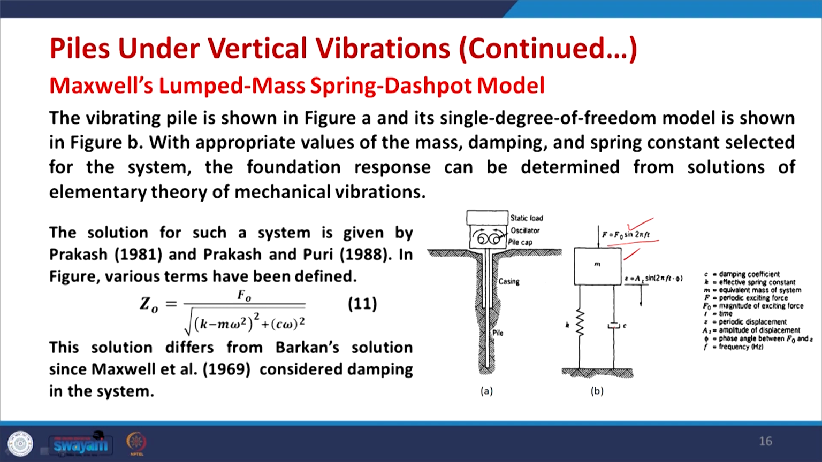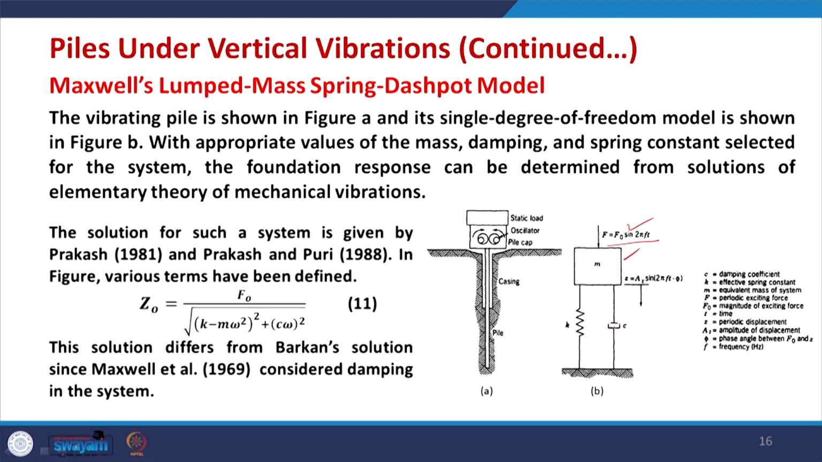Then, for the given loading, the response of the system is found. For the given amplitude F naught, the amplitude of the output or response is given by equation number 11, where you find the value of Z naught, which is the maximum possible displacement of the mass, F naught is the amplitude of the applied load, and then you have the properties K, M and C. All three, that is mass, stiffness and damping, are covered here, and the solution differs from Barkha's solution since Maxwell considered damping in the system.